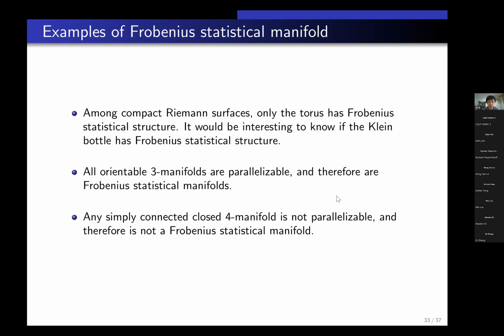I think this Frobenius statistical manifold could be a good subject for future study, like finding non-trivial examples of a Frobenius statistical manifold that is not parallelizable. We don't know such an example. But if we only require Euler characteristic zero, then we do have these kinds of examples.